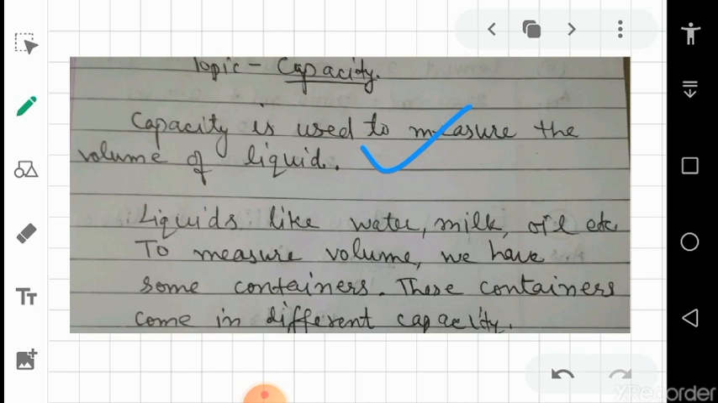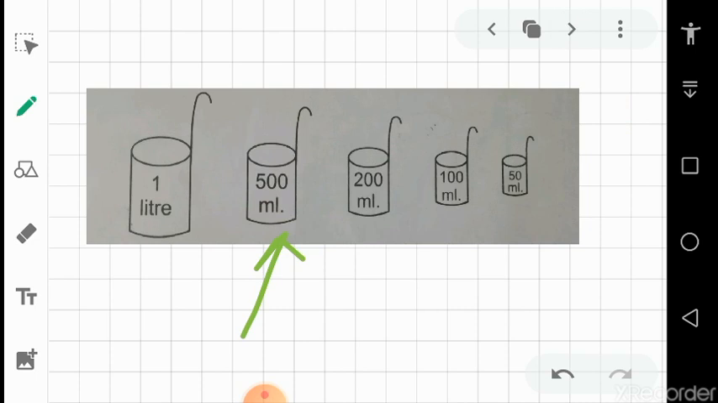So these materials are used, and we will use the concept of capacity. We have some containers to measure liquids, and these containers come in different capacities and different sizes. So how to measure, and what are the containers? Students, in this picture you can see a few containers. Some are bigger, some are very small. The first container has the capacity of 1 liter, sometimes you say 1 liter milk or 1 liter oil or 5 liter water.